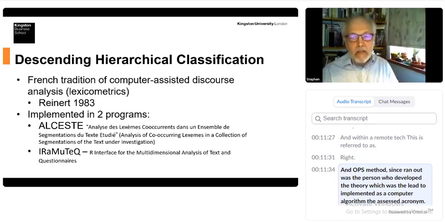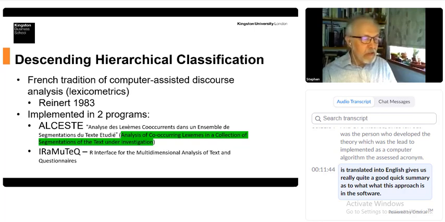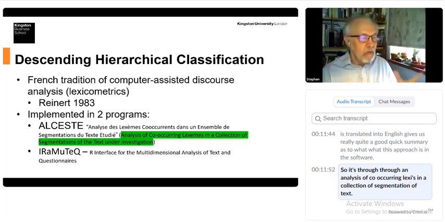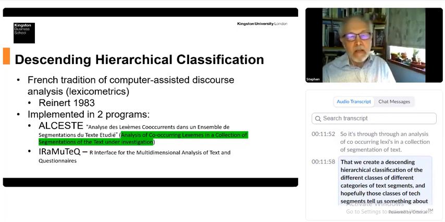The Alceste acronym, even translated into English, gives us really quite a good quick summary as to what this approach is in the software. So it's through an analysis of co-occurring lexemes in a collection of segmentations of text that we create a descending hierarchical classification of the different classes or different categories of text segments. And hopefully those classes of text segments tell us something about the different kinds of things that are being written about or talked about in the text.